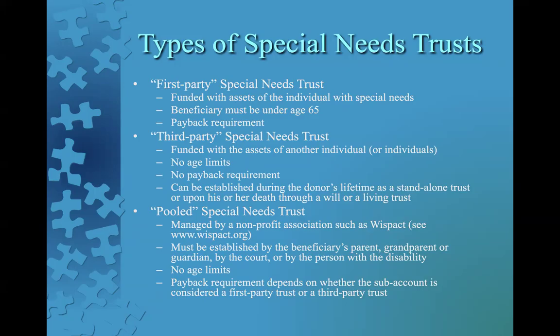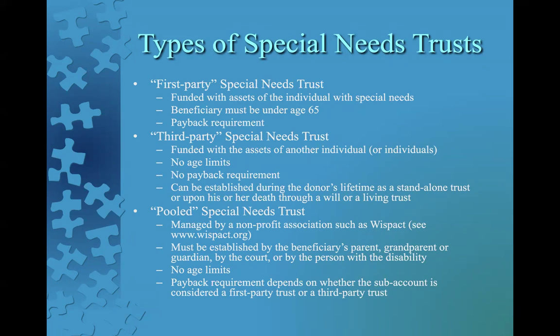Okay, so types of special needs trusts. If you're going to put money into a trust or have somebody designate that trust as a beneficiary, we want to make sure it's the right type of special needs trust. So, number one is a first party special needs trust. And this is a trust that is funded with the assets of the individual who has special needs. To set this up, the beneficiary must be under the age of 65 and there is a payback requirement.